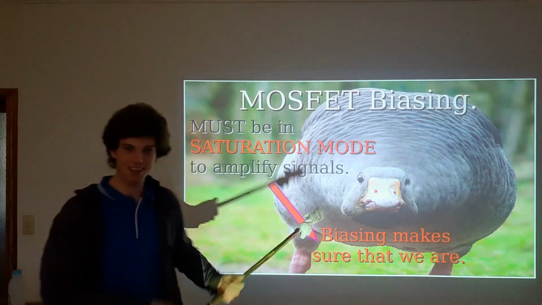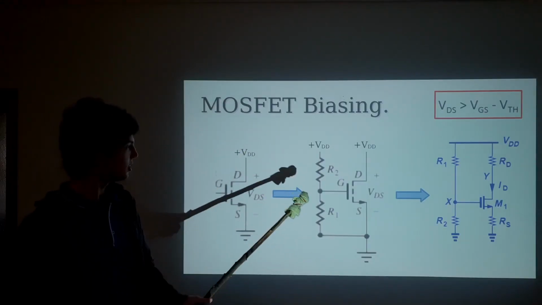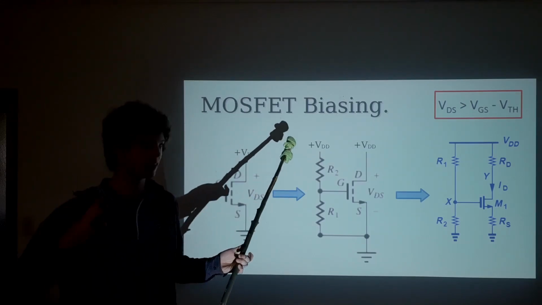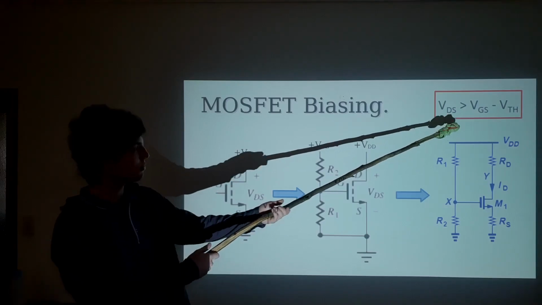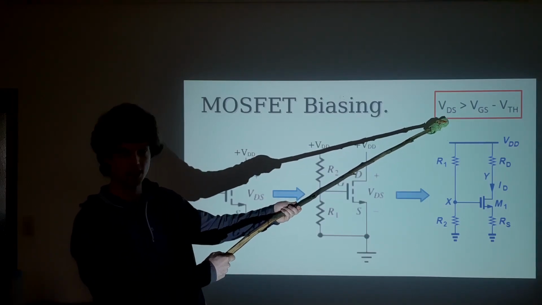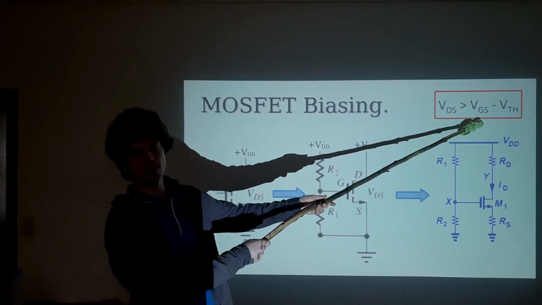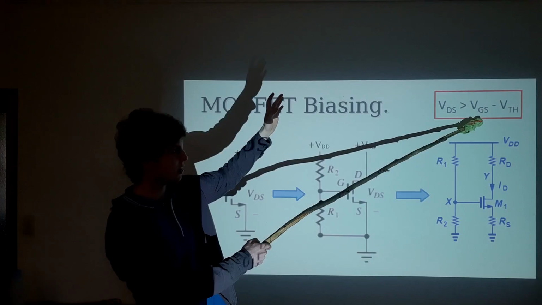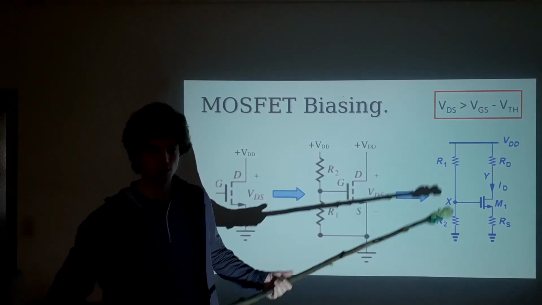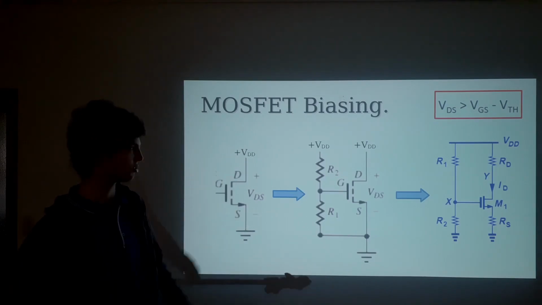Moving on. MOSFET biasing. So this is how we can make sure the thing is in saturation mode. And to be in saturation mode, we've got to have the drain source voltage, that's the voltage from one side of the thing to the other, be greater than the gate source voltage, that's the voltage on the gate that's actually doing the controlling, minus this threshold. And we talked about the threshold last time. That's the threshold for when you've got enough electrons in the channel to do conducting.